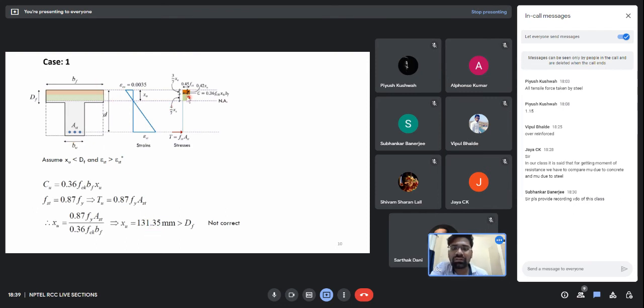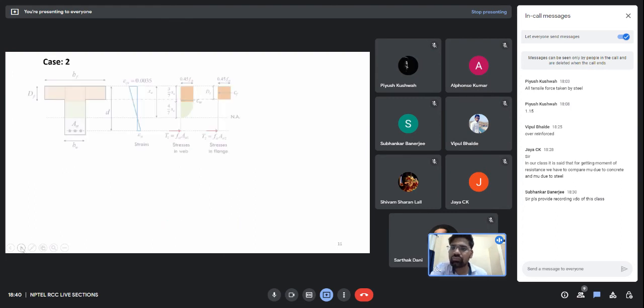So now this compression is not only taken up by the flange, but also by the web. So this first case we cannot adopt. The first assumption is wrong. So now let's move on to case 2.